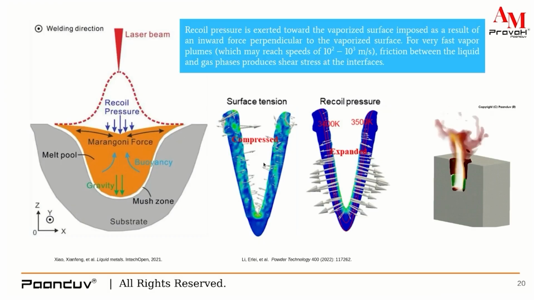The recoil pressure acts in downward direction, and it helps to open the keyhole from all the directions, whereas the surface tension force helps to collapse the keyhole. So these forces are acting in opposite directions, and it is very important to understand the balance of these surface tension forces as well as the recoil pressure forces.